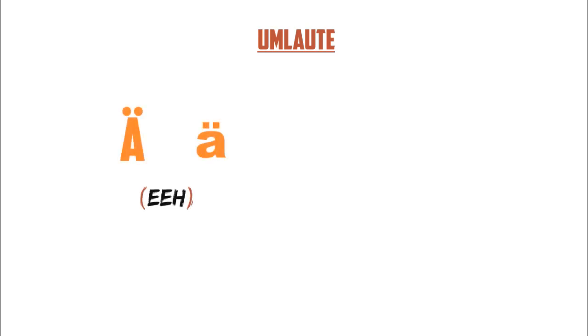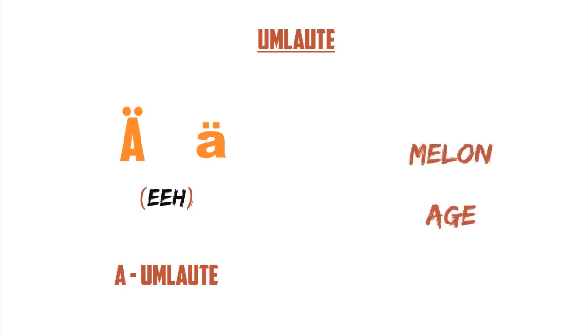Now, we are going to look at some special characters of the German language known as Umlaute, and there are three of them in total. The first one looks like this. This is known as A Umlaut, having two dots on top, and it is pronounced like the E in the word melon and the A in the word age.